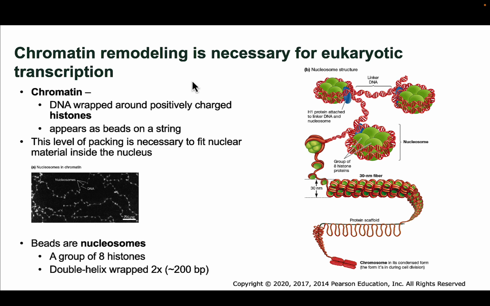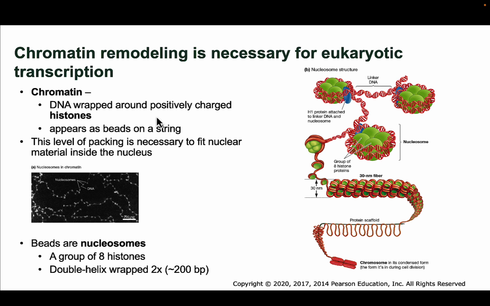Chromatin remodeling is necessary for eukaryotic transcription. To remind you, chromatin is DNA wrapped around histones, and histones are proteins that are positively charged. And since DNA is negatively charged, they have an electrostatic interaction between each other.